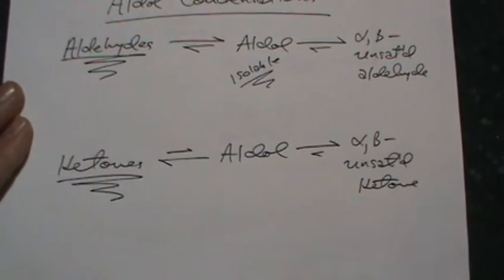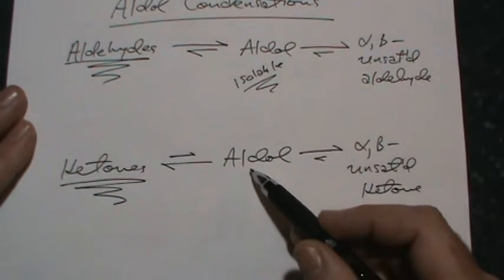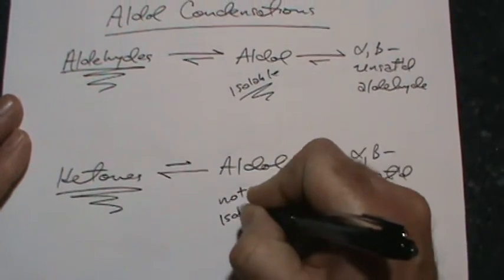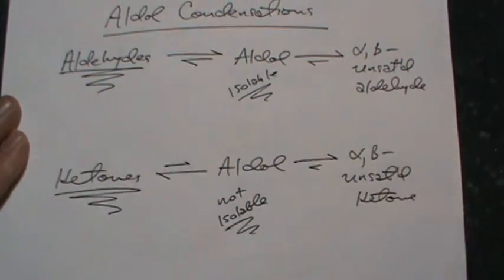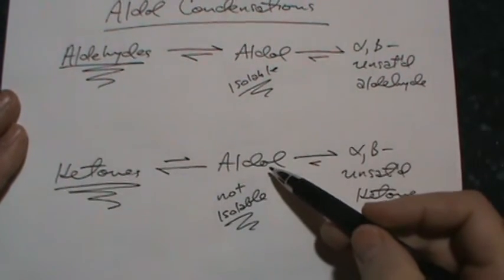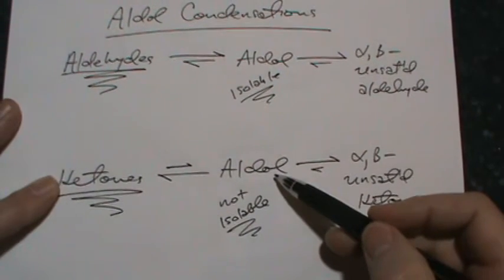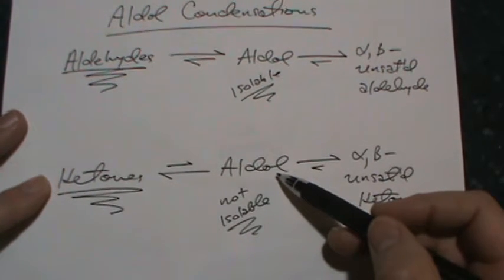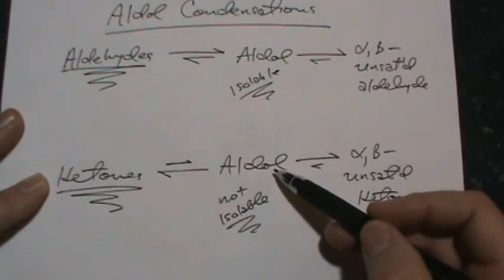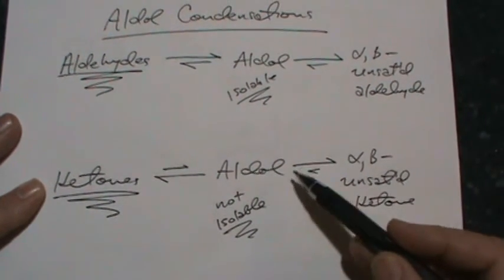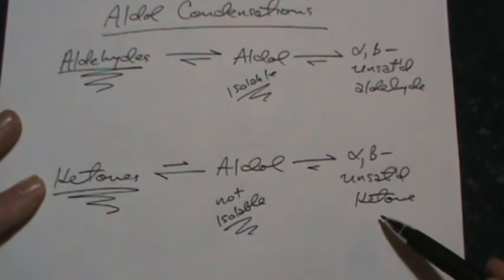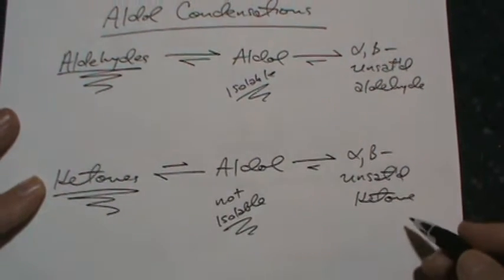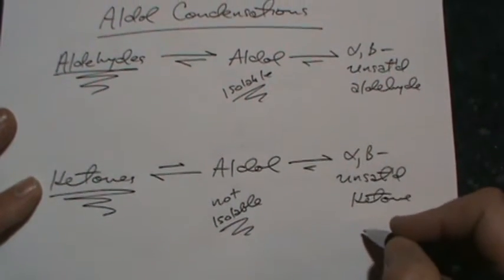With ketones, the aldol is not favored at equilibrium and is generally not isolable. And so we're going to have a hard time creating aldols of ketones and isolating them. For that reason, it's not a particularly important reaction from a synthetic perspective. However, we can drive the aldol to the alpha-beta unsaturated ketone, and once again, this highly conjugated system is going to be energetically favorable, and this product is isolable.